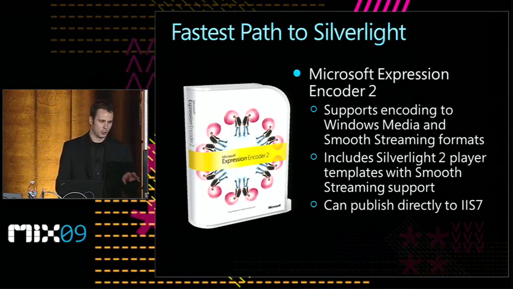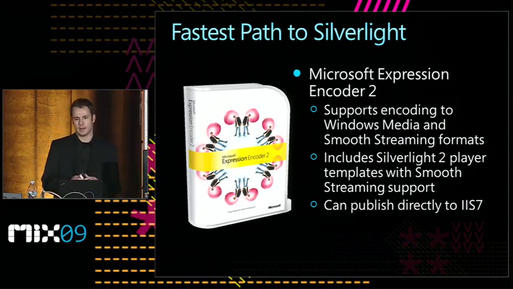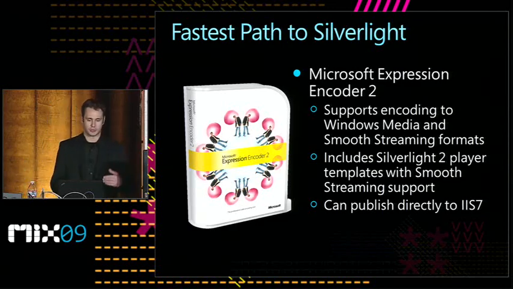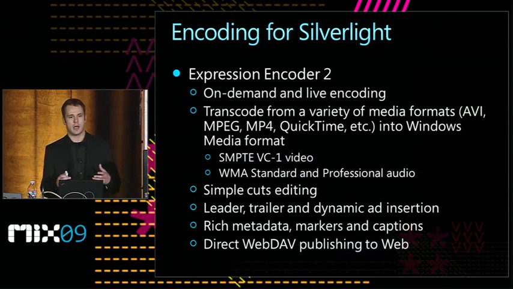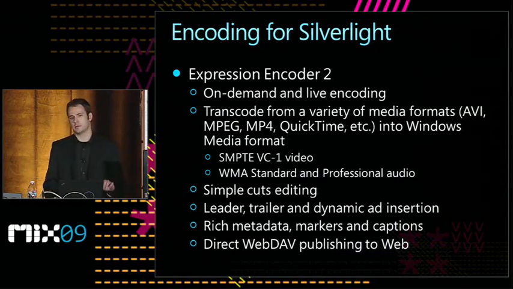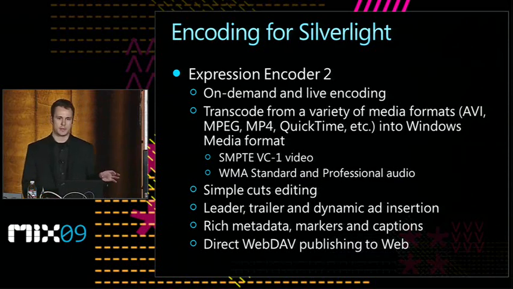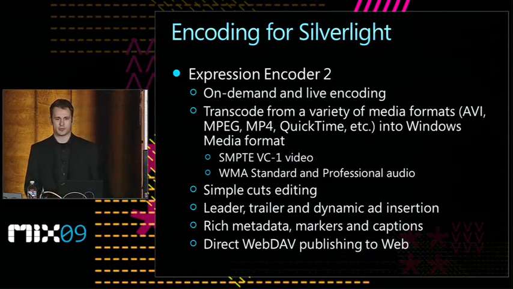Another cool feature that's a part of Expression Encoder is that it will also publish directly to IIS 7. So if you have an account, for example with something like the Silverlight streaming website, you can publish directly to that service from Expression Encoder. Expression Encoder started out originally as an on-demand and live encoding tool, and that's really its primary purpose: to ingest media in a number of different formats, so that could be QuickTime, MP4 files, AVIs, Windows Media files, and then transcode them to some format that is compatible with Silverlight and suitable for the web.